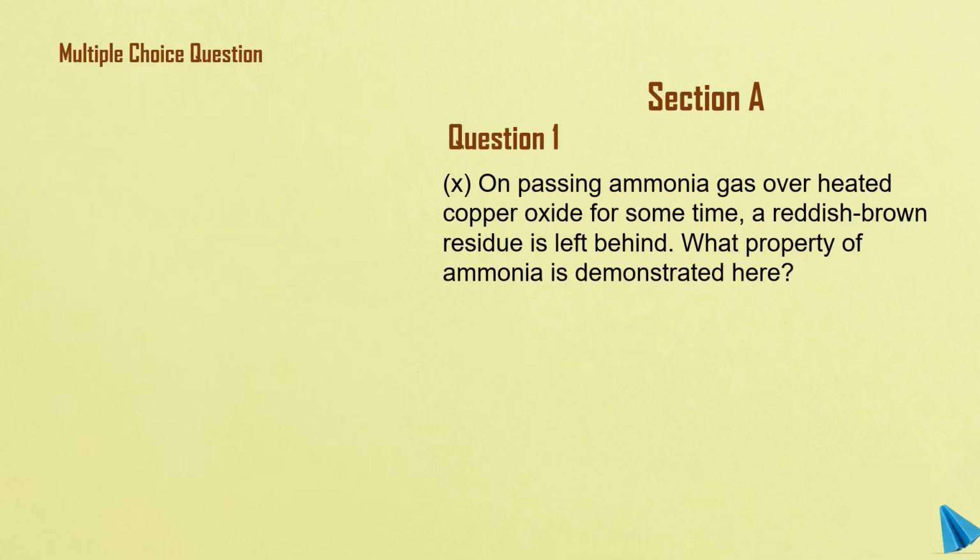Let's have a look at the new question now. It says, on passing ammonia gas over heated copper oxide for some time, a reddish brown residue is left behind. What property of ammonia is demonstrated here?